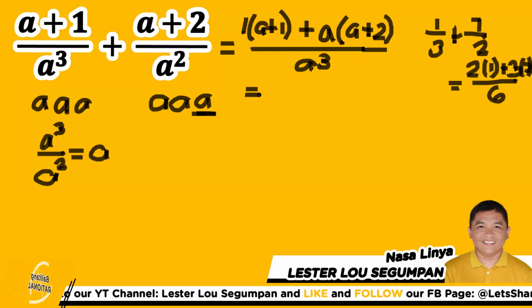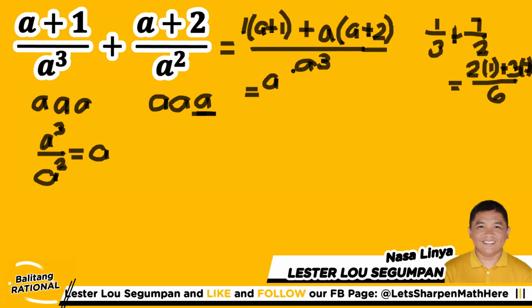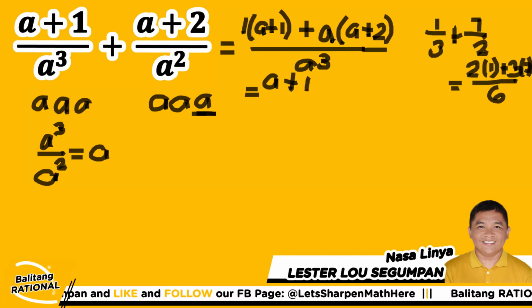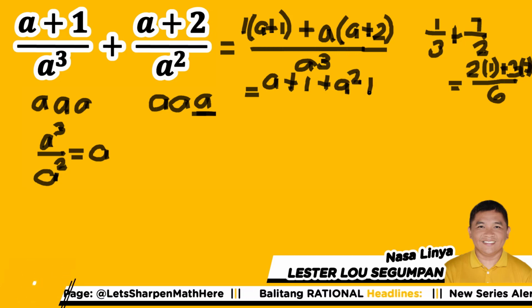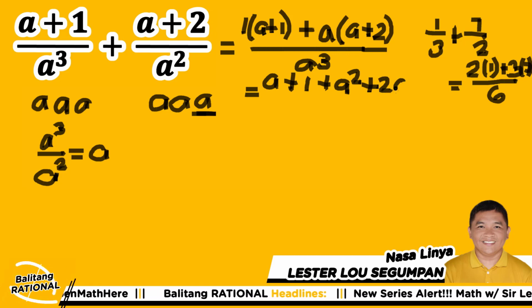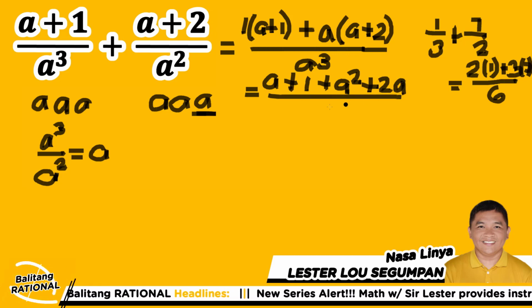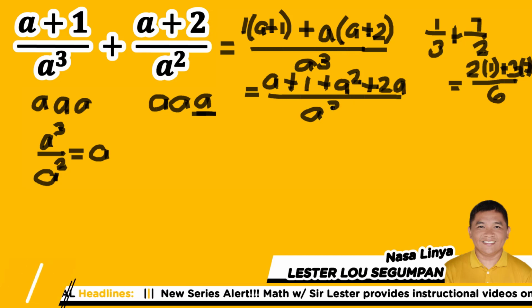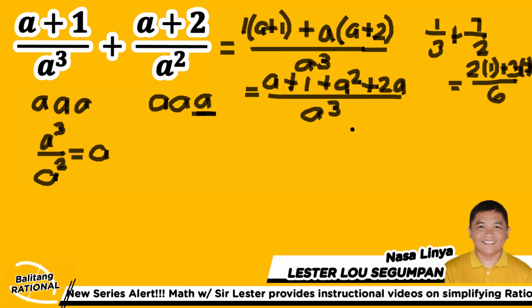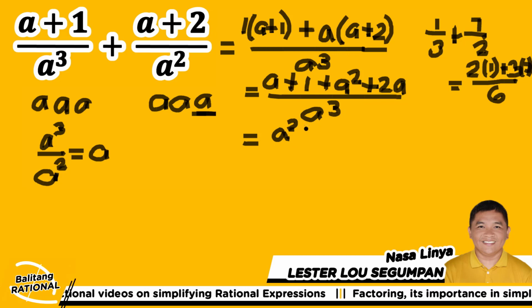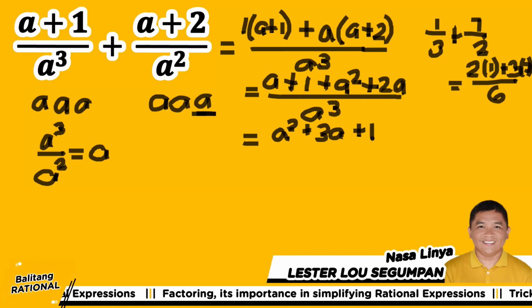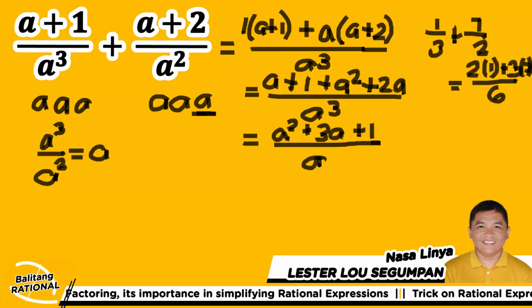Next is to simplify our numerator. Of course, that's just simply 1, so you have a plus 1. And here, a times a, so you have plus a squared, and then plus 2a, all over our a cube. Then we are going to add the coefficients that can be added. We will start here with a squared, arranging the terms. You have a plus 2a, that's plus 3a, and plus 1 all over a cube.